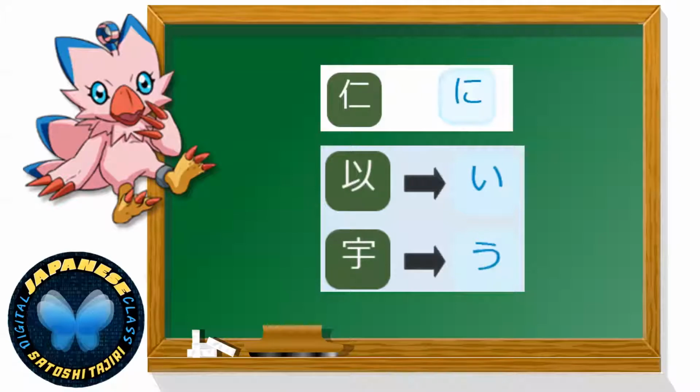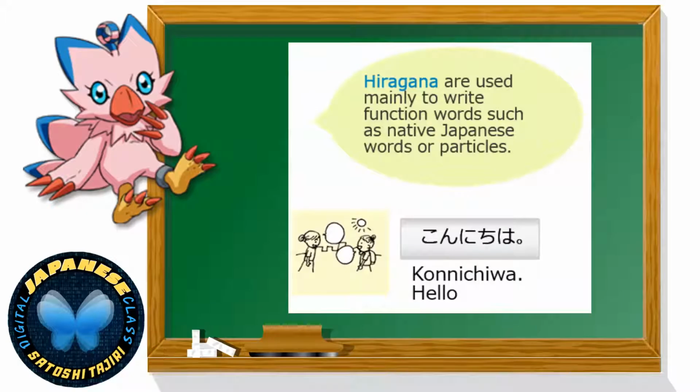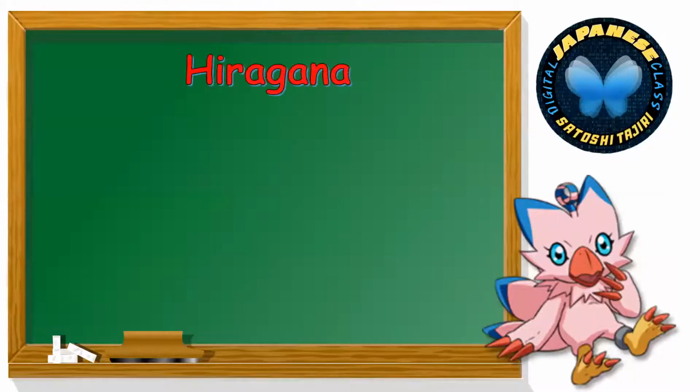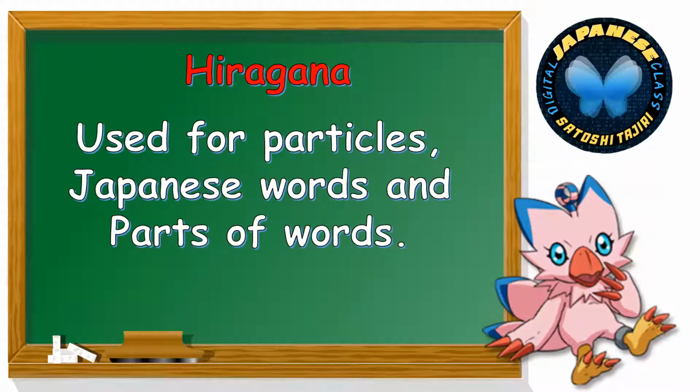So if you will see the tab here, we have from this on our left side, it was moved already from Chinese to our Japanese character. Hiragana are used mainly to write function words such as native Japanese words or particles. Like for example, we say konnichiwa, it means hello. It's used also for Japanese words and parts of words, also for the particles.